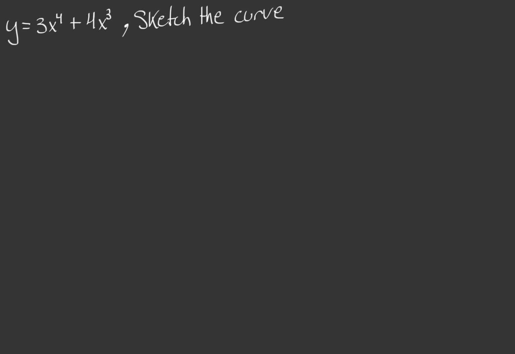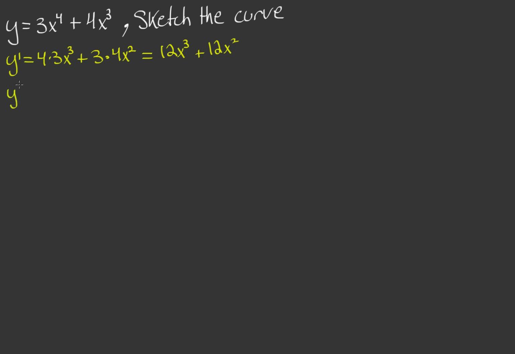To start off, the first step is just to take the first and the second derivative, and that way we can find our critical points and our inflection points. That'll help us determine our domain. So if we take y prime, the derivative of that, we get 4 times 3x cubed plus 3 times 4x squared. This just equals 12x cubed plus 12x squared.